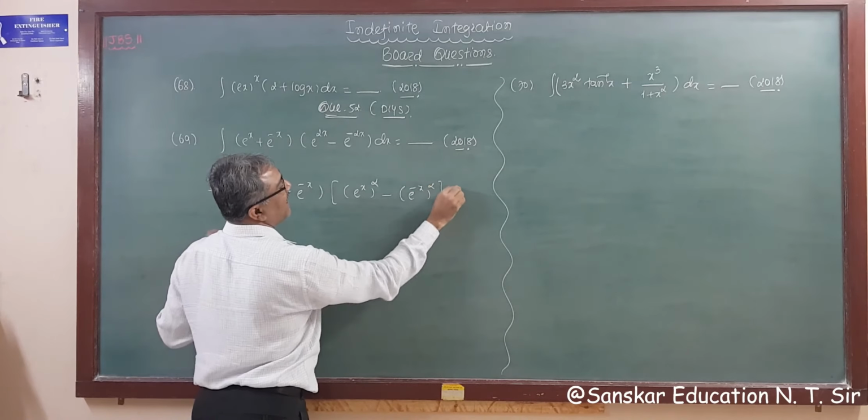This is e raised to x plus e raised to minus x, and e raised to x minus e raised to minus x dx. These are the factors. So this is a square: integration of (e raised to x plus e raised to minus x) whole square, and this is e raised to x minus e raised to minus x dx. This is f(x), this is f'(x).